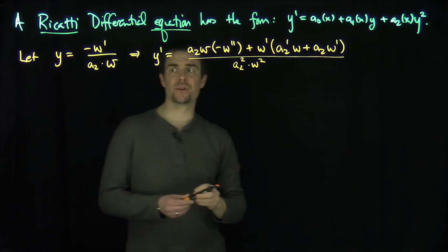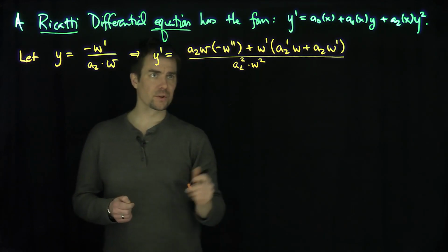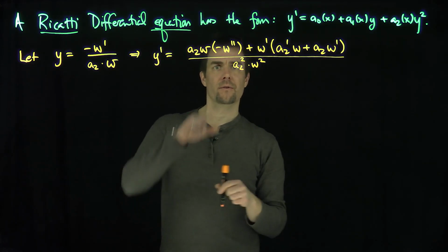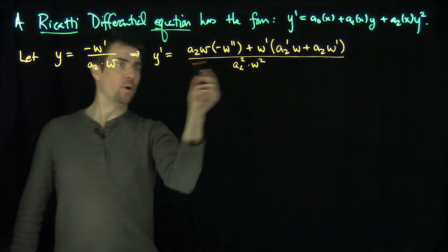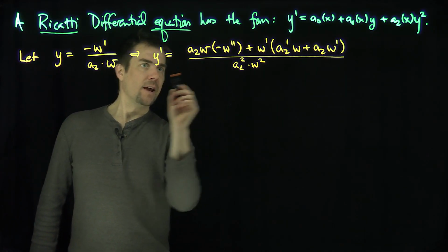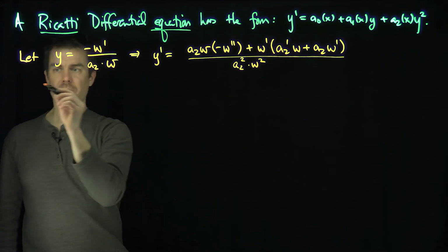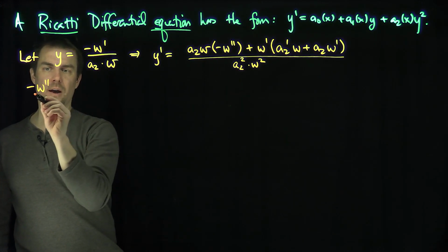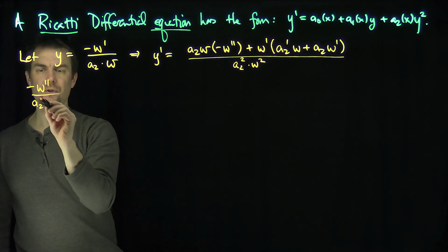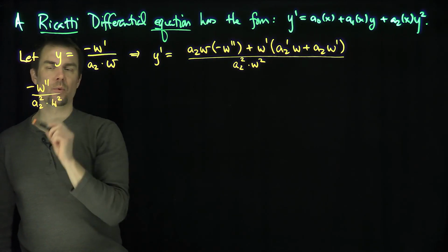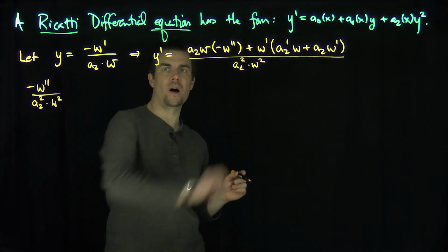So let's plug it into the equation and see what happens over here. Let's look at these first terms. The first term I see in y prime is, the a2 in the numerator will cancel, and one of the w's will cancel. So I'm going to have a negative w double prime on top over a2 squared times w squared. That's the first term I'm going to get for the y prime.